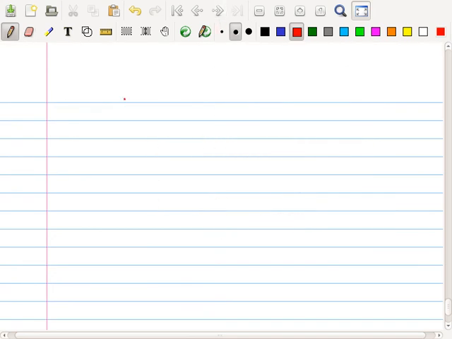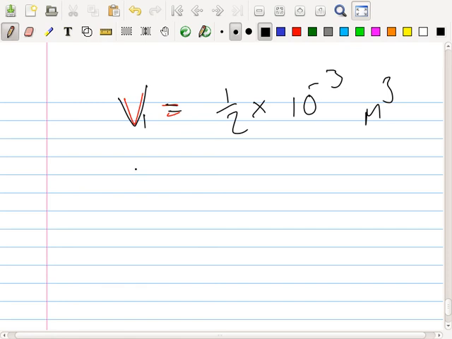Volume equals half a litre. So 1 over 2 times 10 to the minus 3 metre cubed. And then I squeeze it. How much do you think I need to squeeze it? V1. What would V2 equal? Come on, give me your idea. How much do I need?